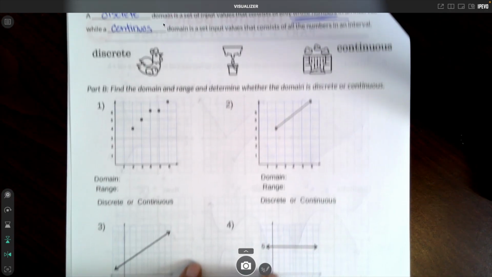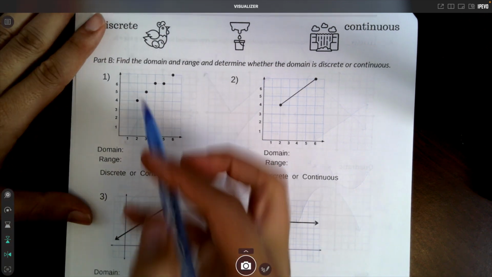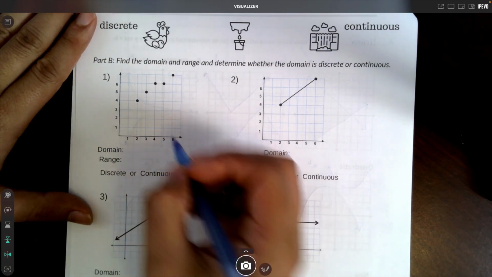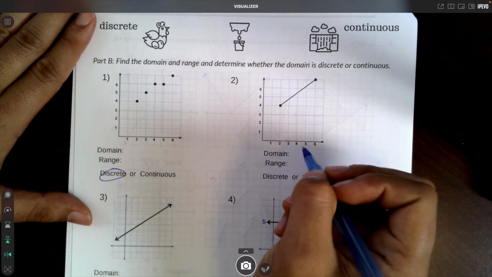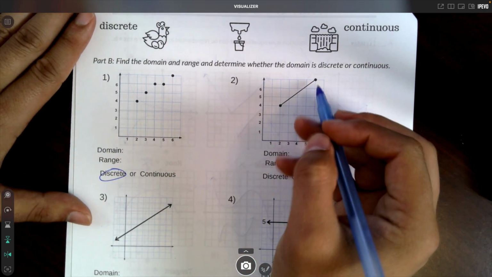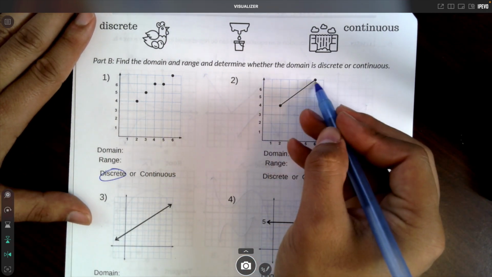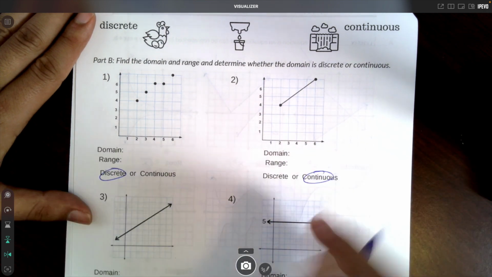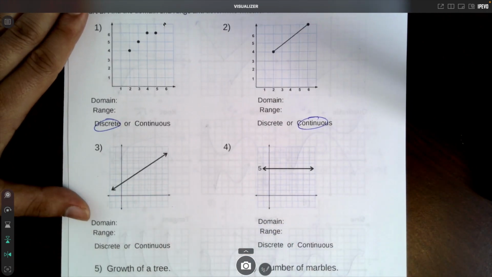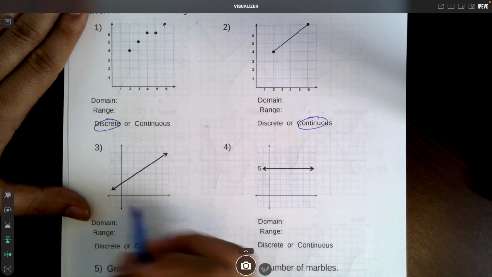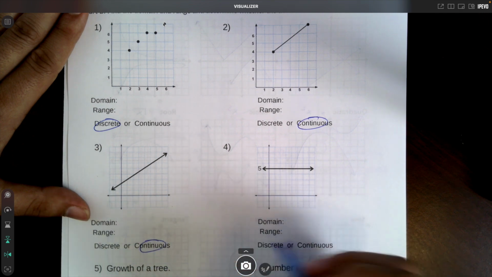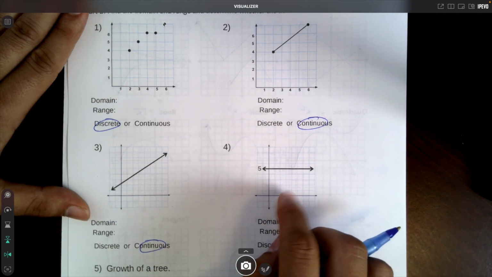So when we look at discrete functions, they're very easy to identify. They're in the form of points. So this is discrete. If it's a straight line or any type of line, we would call this continuous. So this one would also be considered continuous. This one is a little challenging. See if you guys can think about this one.